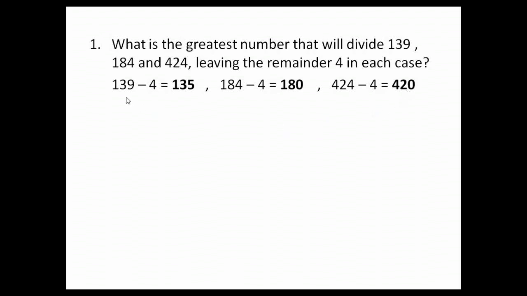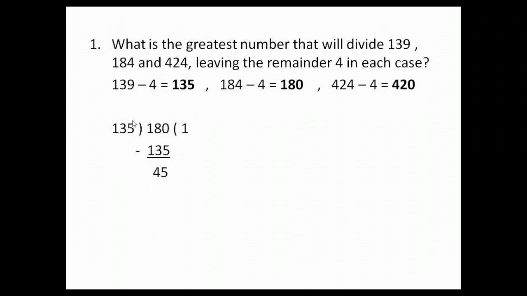But when I will try to divide 139, 184 and 424, there will be a remainder 4 because I have already subtracted 4 here. So let's try to find the highest common factor. We'll use the division method here. So let's divide 180 by 135 first. So 135 will go 1 time, that is 135, which will give us 45.